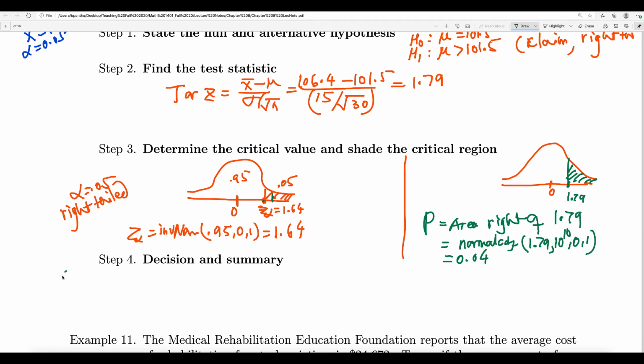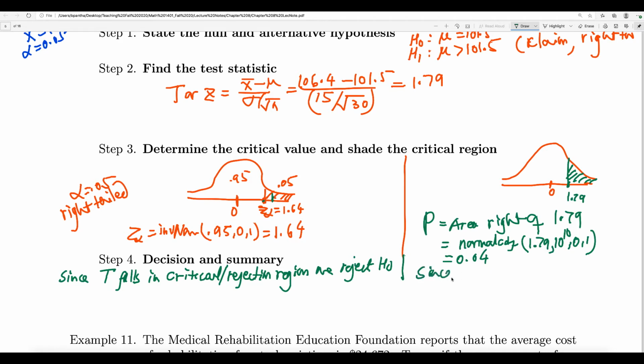So what we do is, since the test value falls in the critical or rejection region, we reject H0. This is the critical value method. But in the p-value method, how do you write the decision? Since p is less than alpha. What is alpha? Alpha is 0.05, right? The p-value is less than alpha. If the p-value is less than alpha, we reject H0.